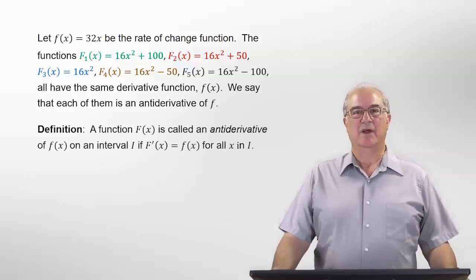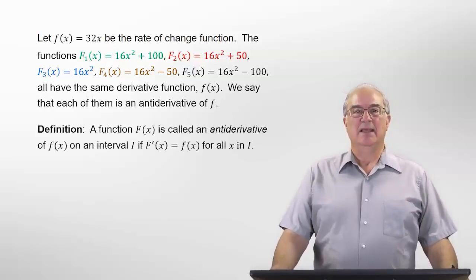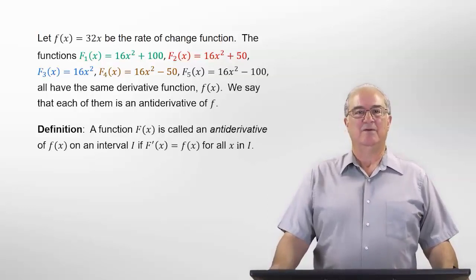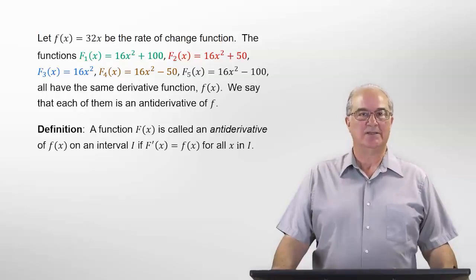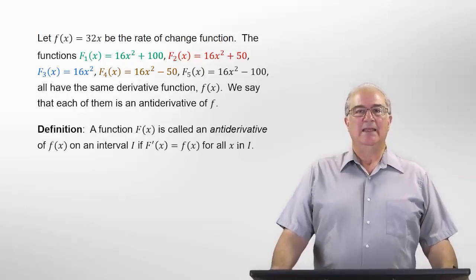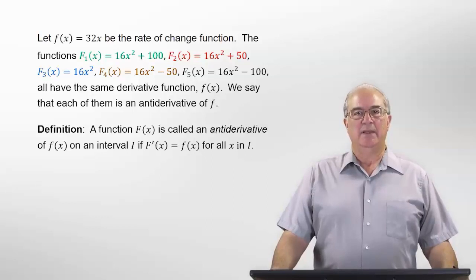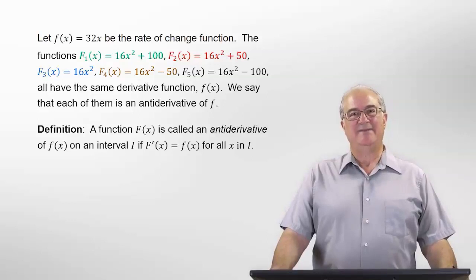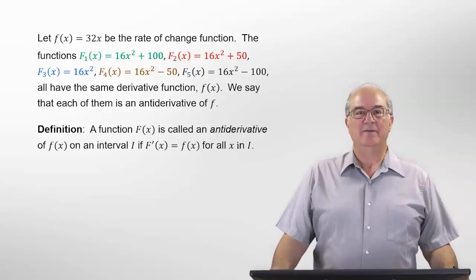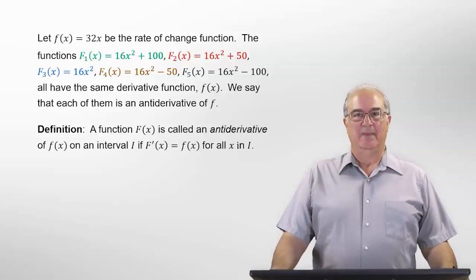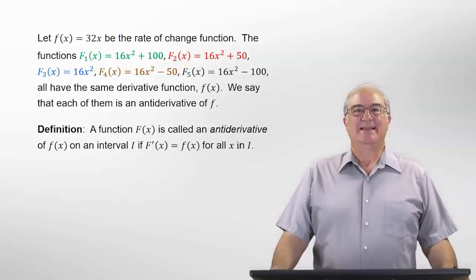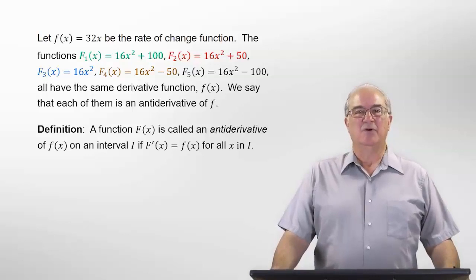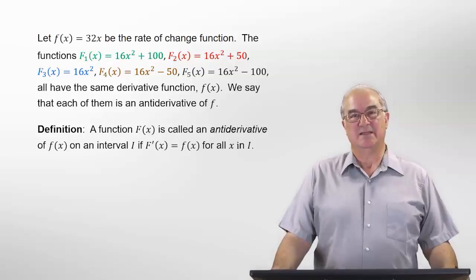And in fact, that's what we are going to give as a definition. A function capital F of x is called an antiderivative of little f of x on some interval I if its derivative, F prime of x, is lowercase f of x for every x on that interval I. In other words, an antiderivative of a given function is some function whose derivative gives us the original one.